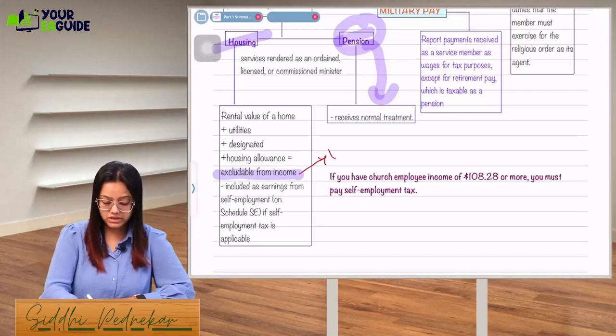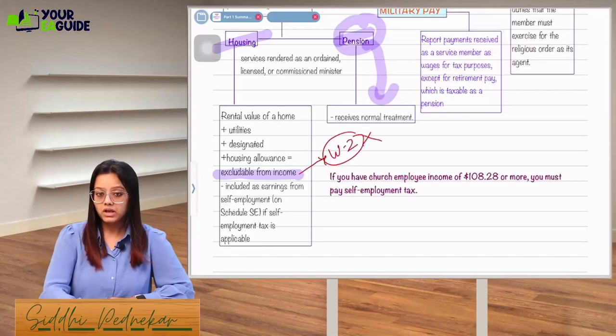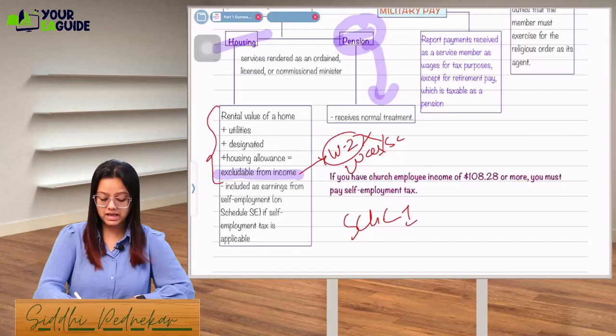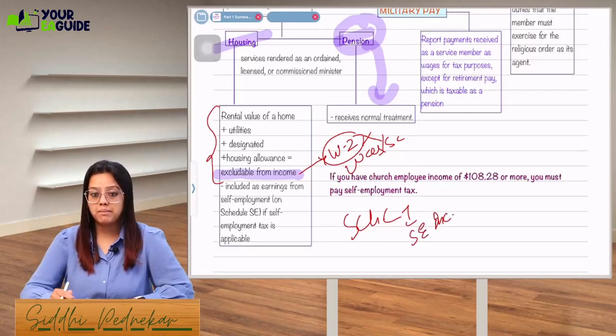Means all this will not be included in their W-2, right? It will not be included as wages or salaries, but all this will be included on Schedule C as self-employed income, and on this, self-employment taxes will be applicable.